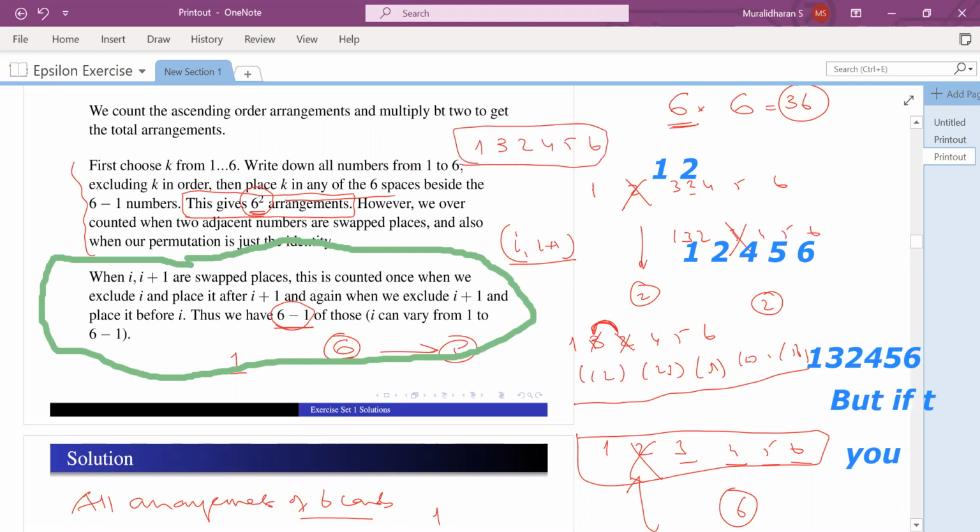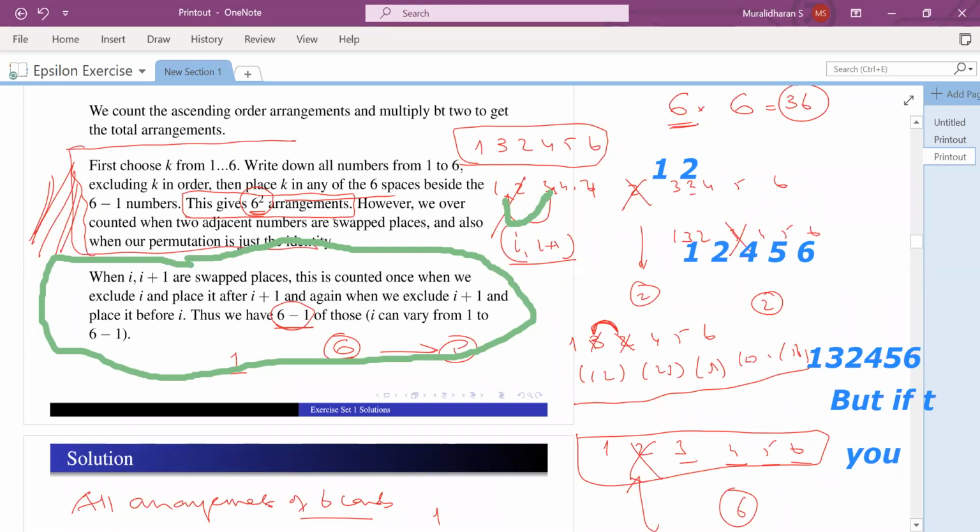The key is the method which we adopted to find all the permutations. In this method, I can get this one in two different ways. From the identity 1, 2, 3, 4, 5, 6, I can delete 3 and reintroduce it after 2. Or you can delete 2 and reintroduce it before 3, yes, that's right. The whole overcounting happens because of this method.